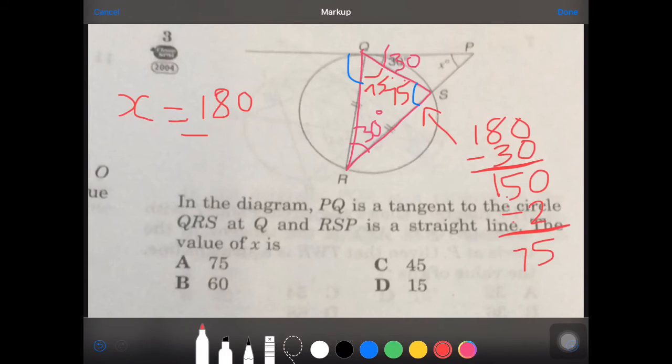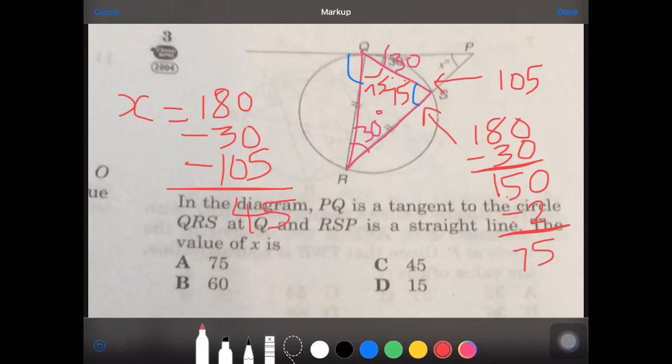Alright, now to find the x value, you have to use the triangle. So 180 minus 30 degrees, and also minus that angle. So 180 minus 75, you get 105, so you have to subtract 105. So the final answer will be, okay, use your calculator to find the value. Alright, the answer will be 45 degrees, so the answer will be C.